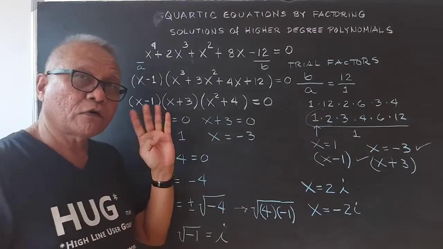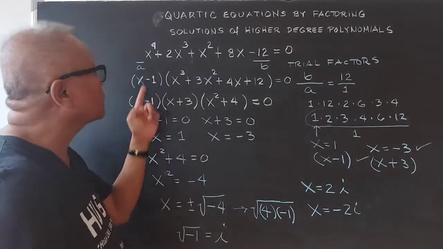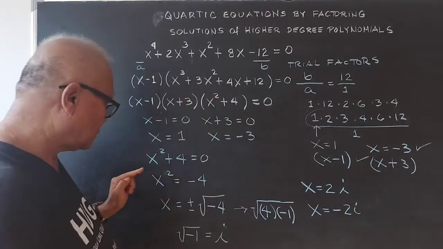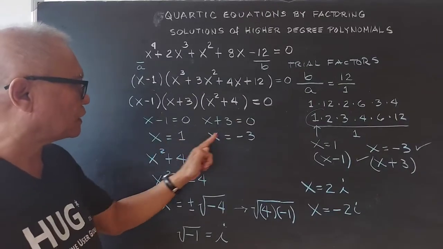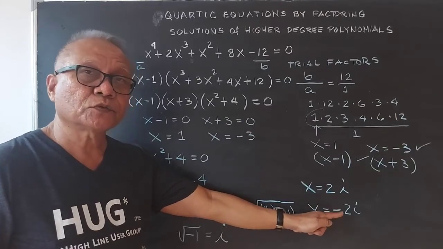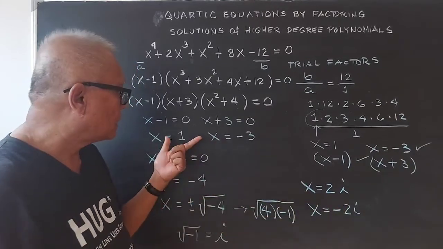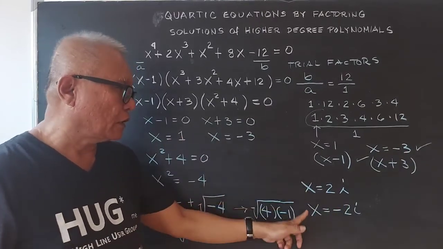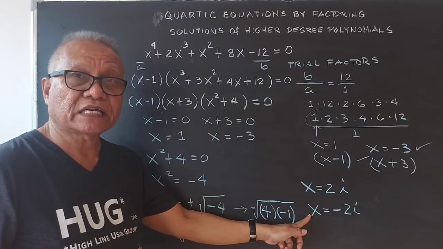So we have 4 roots of our quartic equation. We have 1, negative 3, 2i, and negative 2i. So we have 2 real roots, and this one is the imaginary numbers.